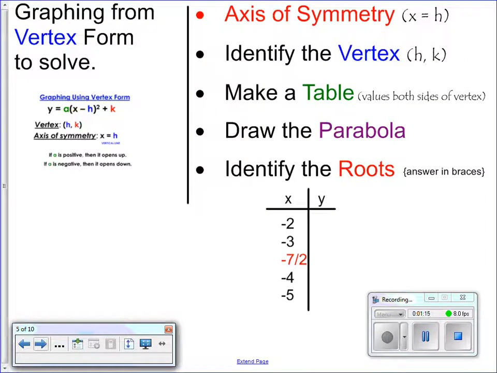When we're graphing from vertex form, we still need that axis of symmetry, but it's right in the equation. So we just pull out that value of h, remember, not including the minus sign. We identify then the vertex because the k is the second part of it. Again, putting the vertex in the middle, making a table, draw the parabola, and identify the roots.